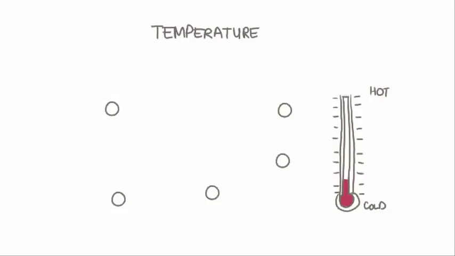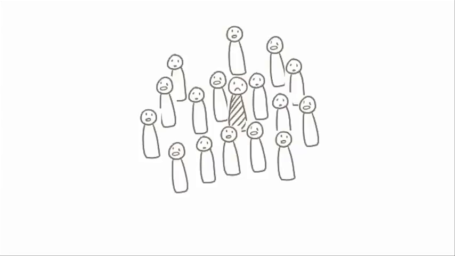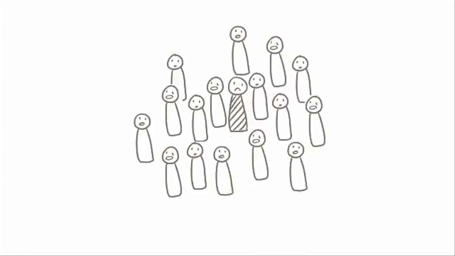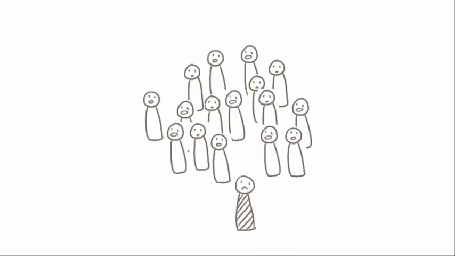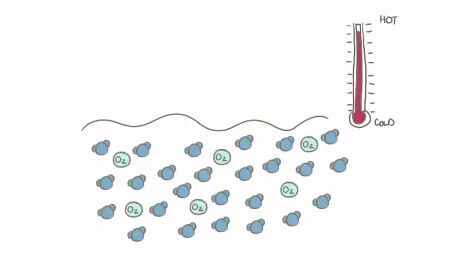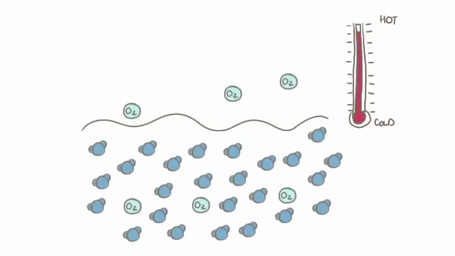What about temperature? Well, when things heat up, they start moving around. Imagine yourself in a crowded room again. As everyone starts jostling around, it's a lot easier to move out of the room. Again, it's the same for dissolved oxygen. The oxygen molecules warm up and they start vibrating, making it easier for them to escape the water.